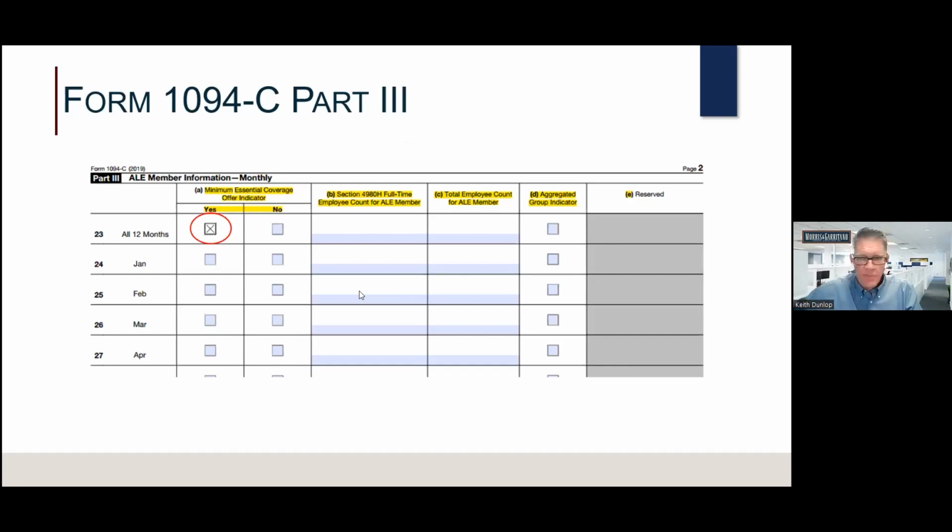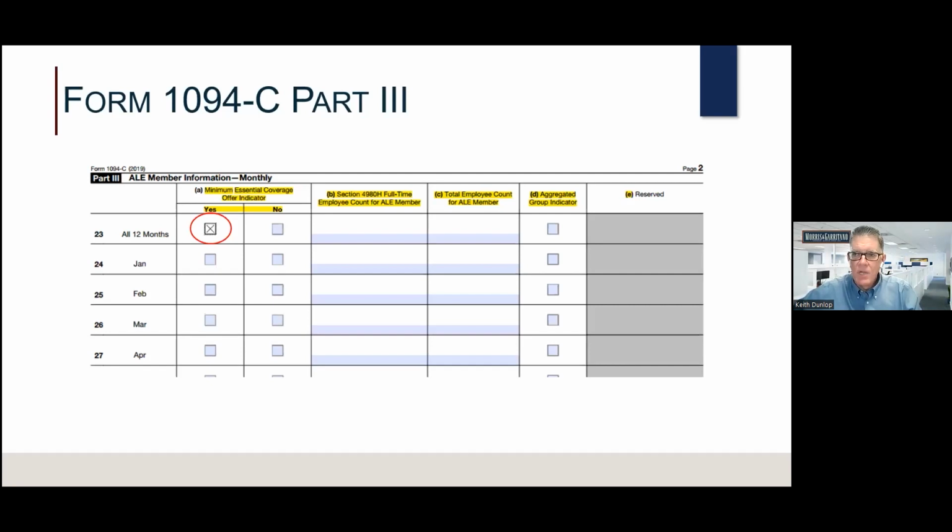Okay, part 3 of the 1094-C on page 2, column A. This is the single most critical part of the 1094-C that has to be answered correctly. This is the primary driver of ACA penalties for inaccurate reporting. The column is entitled Minimum Essential Coverage Indicator, Yes, No. What the IRS is asking you is, did you meet your employer mandate to offer MEC coverage to 95% of your full-time staff, yes or no?